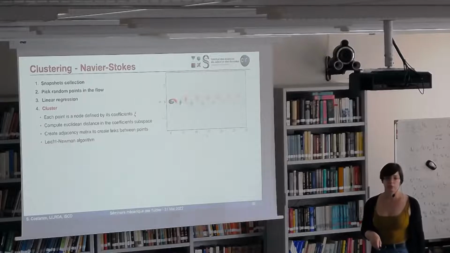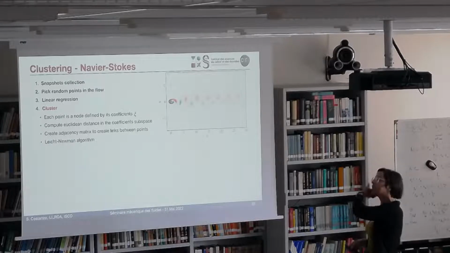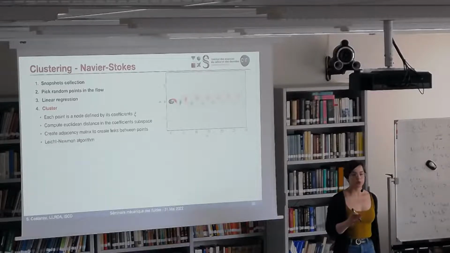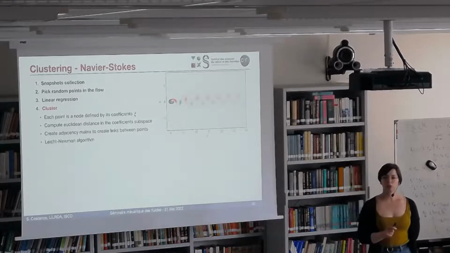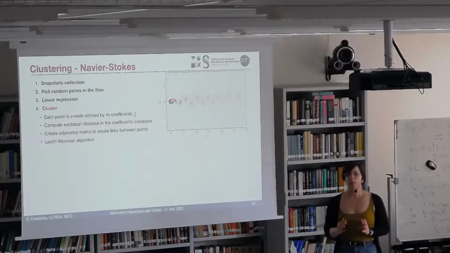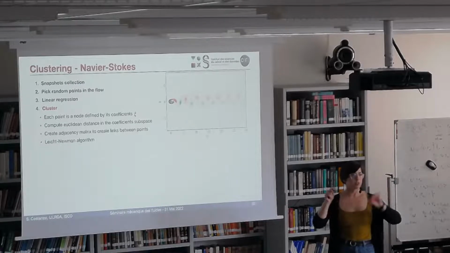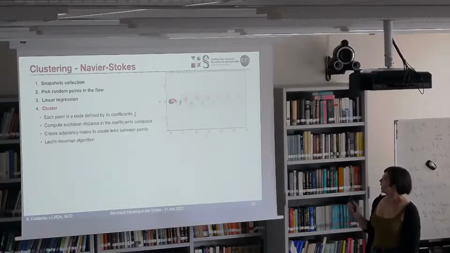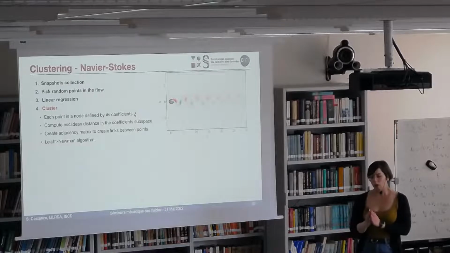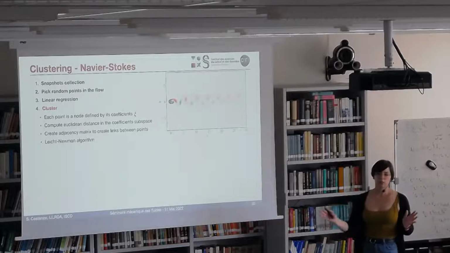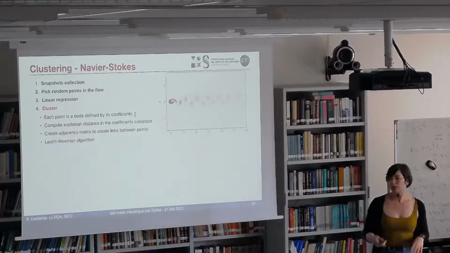Okay, this was just to validate the Leiden-Newman algorithm, because now we want to use it on the random points we have picked with the algorithm. So, as we said, each point is now defined by a set of coefficients. So each point is a node of my graph. We move to the coefficient subspace, and we compute the Euclidean distance between the points. So we can create the adjacency matrix according to the relative distance between the points, and we create links. Points that are far away from each other in the coefficient subspace are not linked. Points that are close have links.